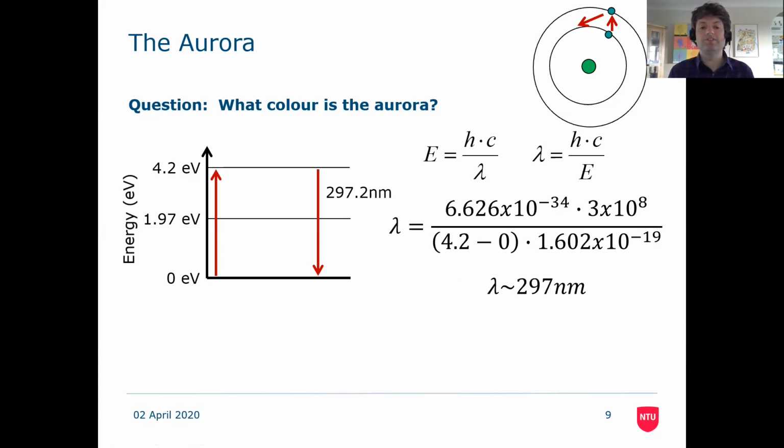And we get 297.2 nanometers. I've used an approximation here because exactly what number you get depends on how you round these various numbers, but it's going to come out at something close to 297 nanometers. Now, your eyes cannot see 297 nanometers. This is in the ultraviolet part of the spectrum.